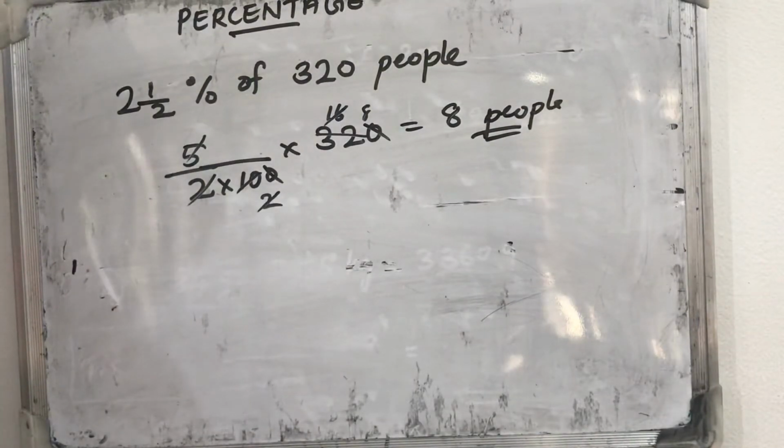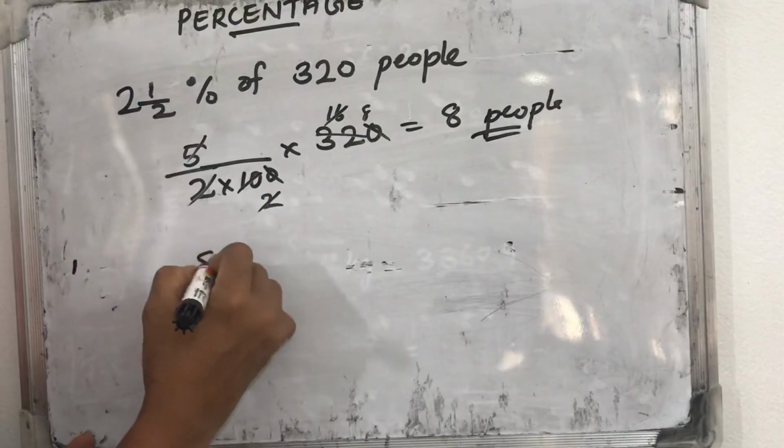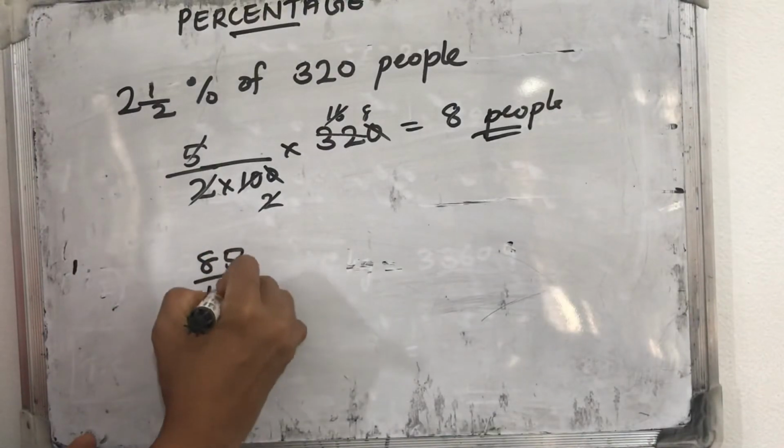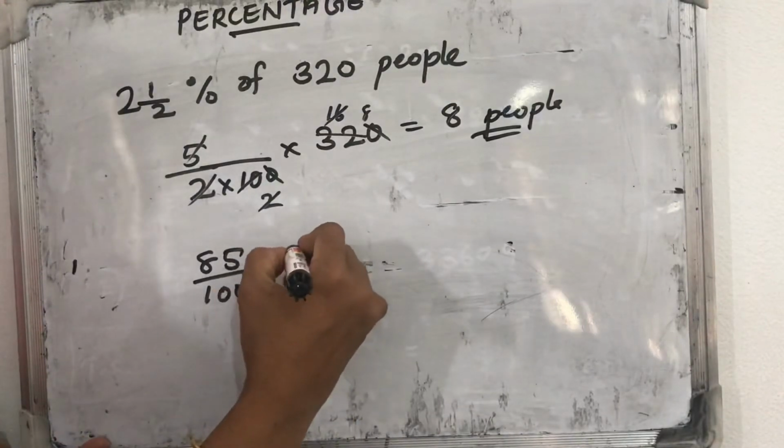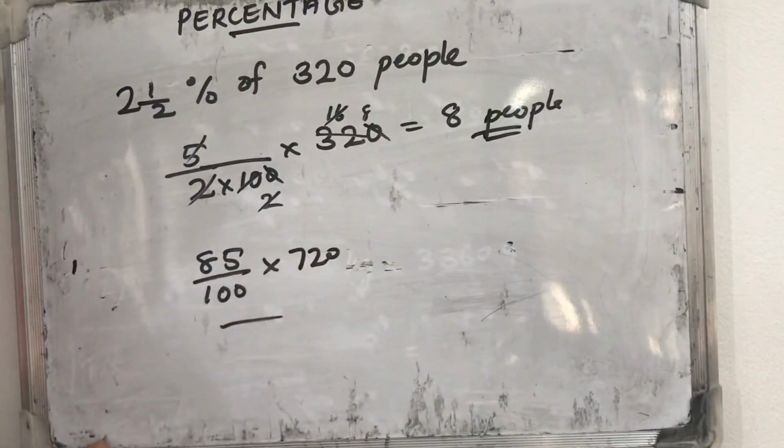What is 85% of 720 fruits? So 85 by 100 into 720 fruits. This way you can calculate. Next question, calculation you can do.